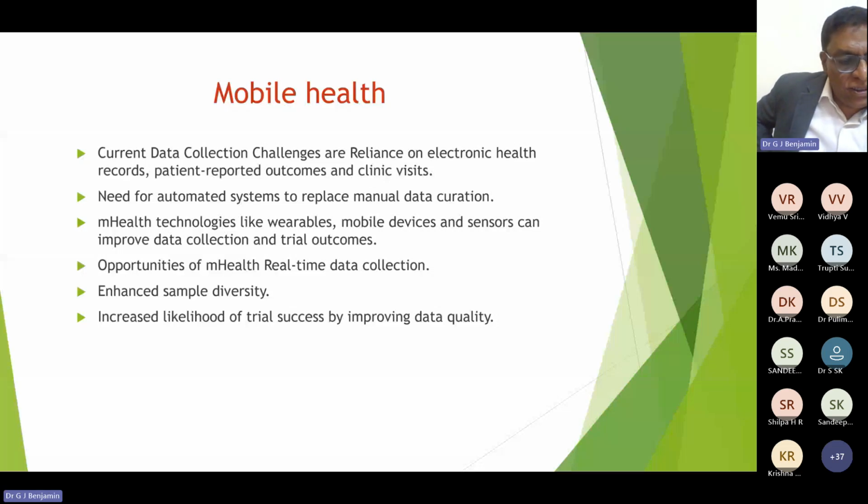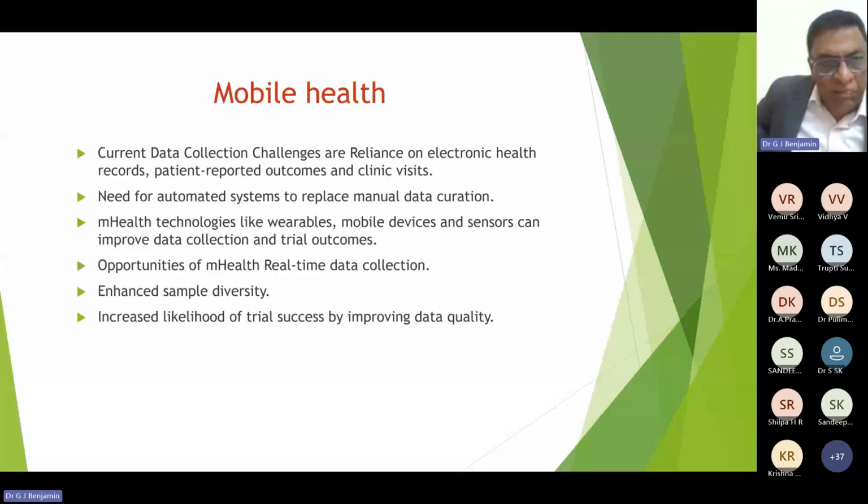Now, the second thing is mobile health. The current data collection challenges are reliance on electronic health records, patient reported outcomes, and clinical visits. You need an automated system to replace this manual data collection. Mobile health technologies like wearable devices and sensors improve data collection and trial outcomes. Opportunities of mobile health are real-time data collection, enhanced sample diversity, increased likelihood of trial success, and improved data quality.